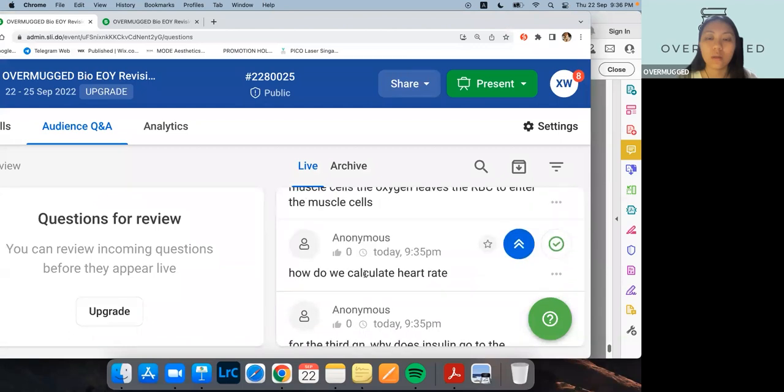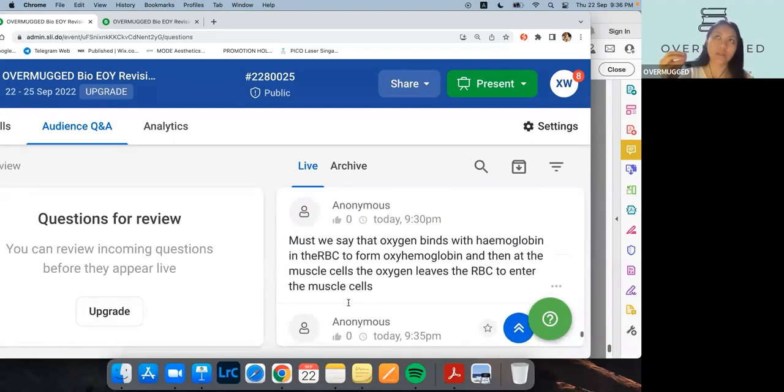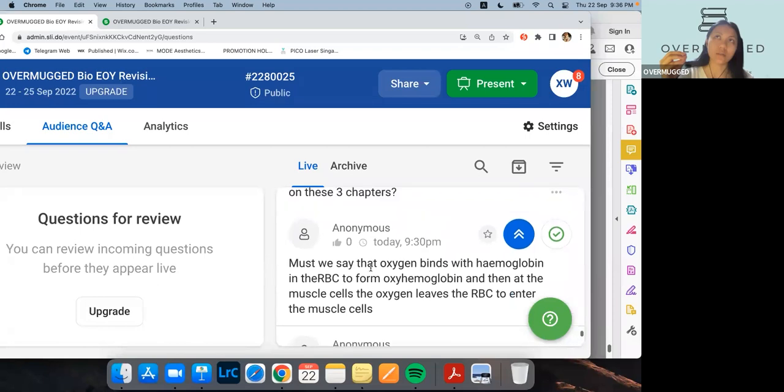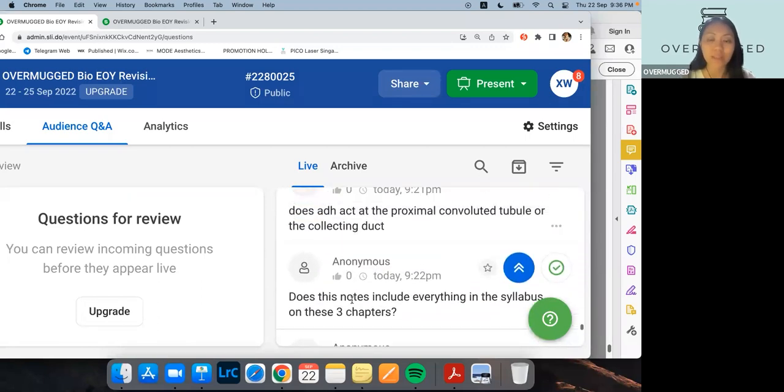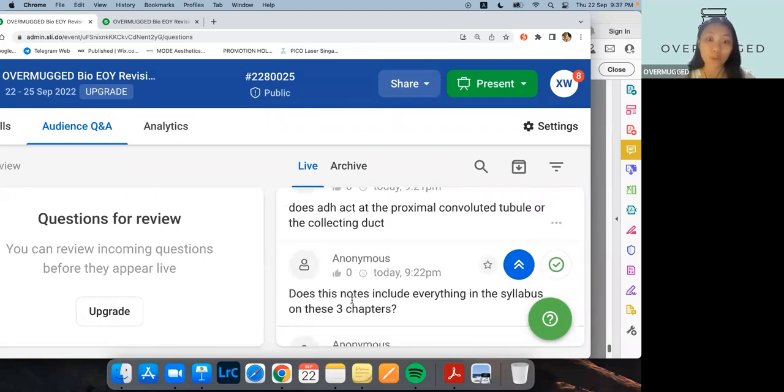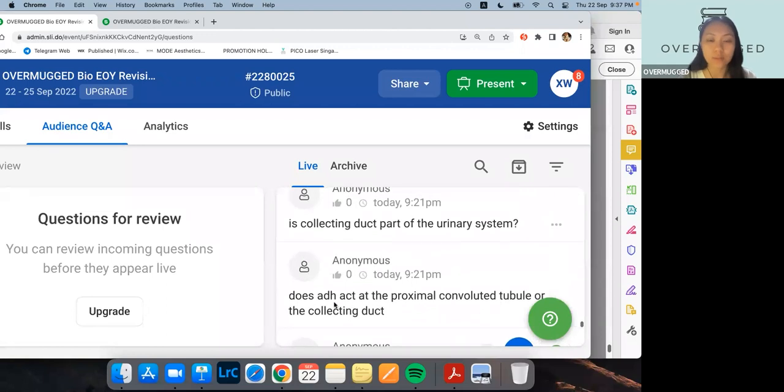If I'm referring to the questions that are pathway related, how much detail do you include? Of course not everything. Please don't include everything. Actually, you should ask yourself this question. You should know what is in your syllabus better than I do. Of course I will know also, but you should know, and you should know that that is not everything in the syllabus in these three chapters.